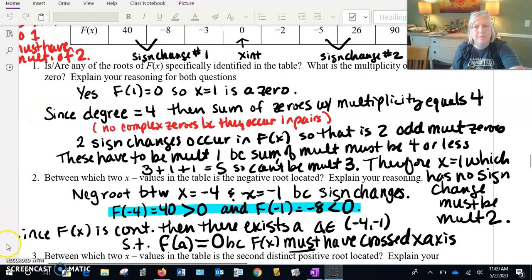All right, wrapping up this set of notes, f of 1 equals 0, so x equals 1 is a 0. And since the degree is 4, and we already know we have 3 zeros, I know there are no complex zeros because those occur in pairs, if you didn't remember that. There are 2 sign changes shown above in the graph, and so those each have to be a multiplicity of 1, because they can't be 3, because then it would add up to be more than the 4. And so that adds that in.